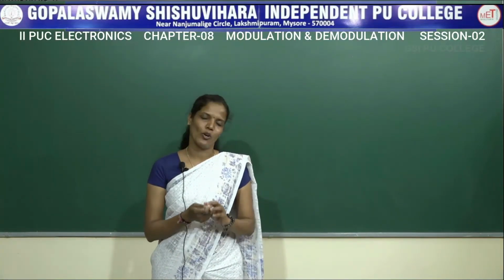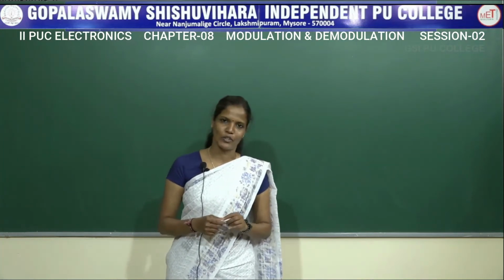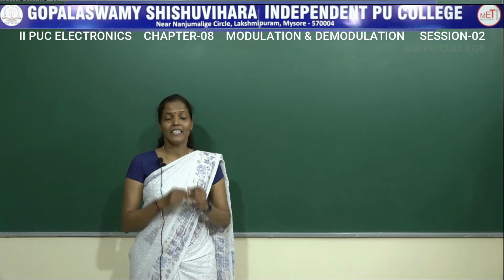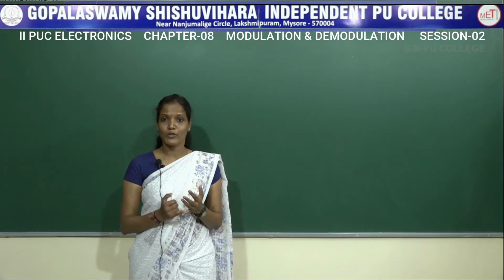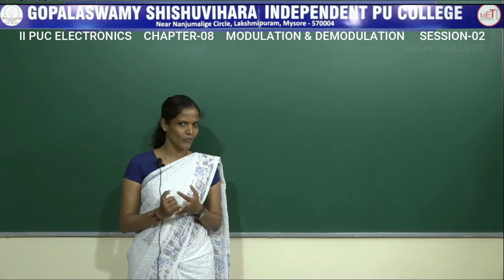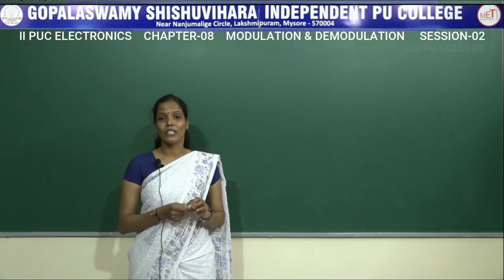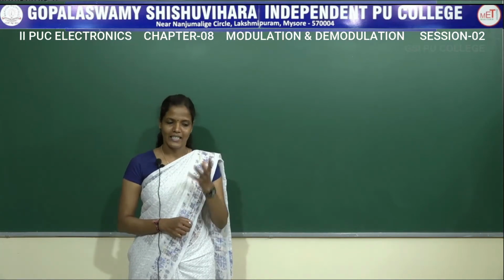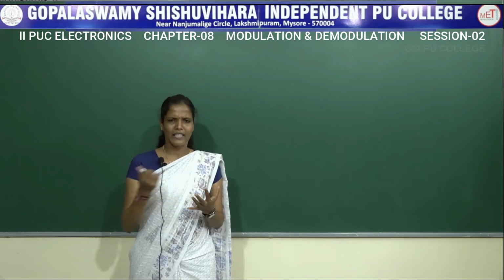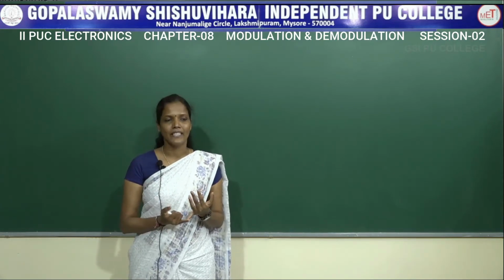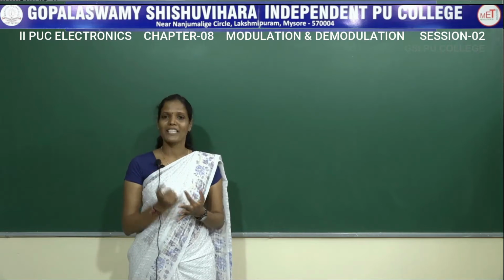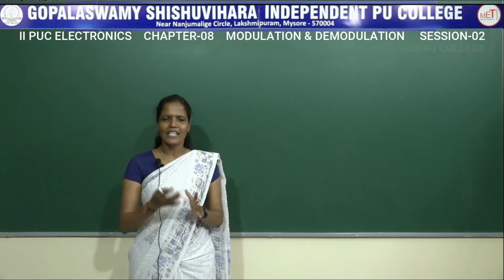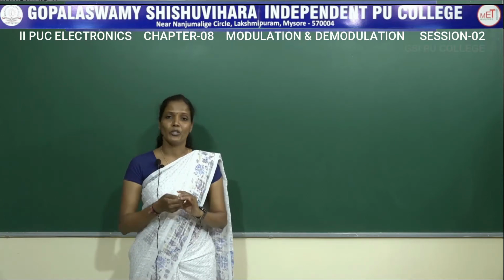This is the session 2 of the 8th chapter, that is modulation and demodulation. In the first session we discussed what is the meaning of modulation and the different types of modulations like amplitude modulation, frequency modulation and phase modulation. Apart from that, we also saw what is the need for modulation. There are different reasons why we modulate the actual signals. Some of the reasons can be the length of antenna, wireless communication, mixing of signals, multiplexing, reduction of noise and interference. So these are some of the reasons why we modulate the signals.